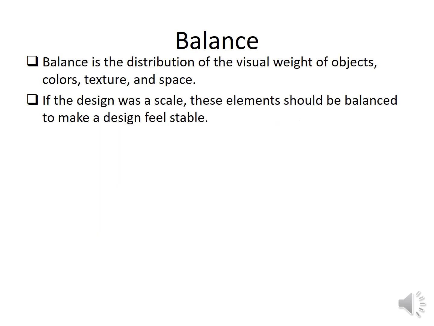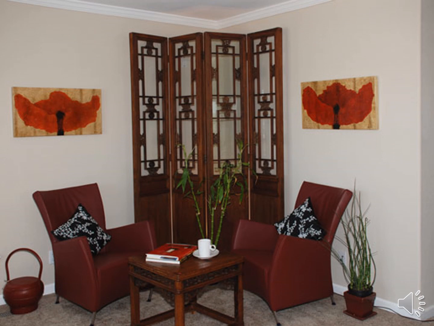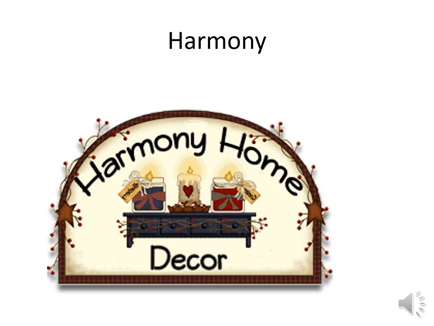Balance is a distribution of the visual weight of objects, color, texture and space. If the design was a scale, this element should be balanced to make a design feel stable. You see, these are examples of good balance, or direct balance. The same distance is maintained, keeping things in the center, and both sides have the same elements. This is called direct balance.